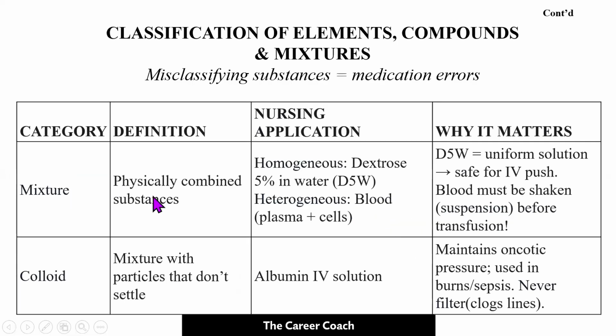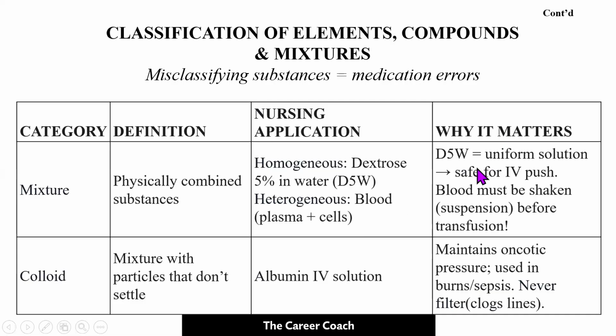Mixtures. Mixtures are physically combined substances. It could be homogeneous, it could be heterogeneous. Example is your dextrose saline. Your 5% D water in the hospital is a homogeneous substance. Heterogeneous substance, example is the blood. Your blood is made up of plasma and red blood cells. It's a mixture.